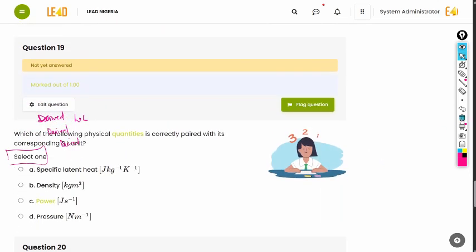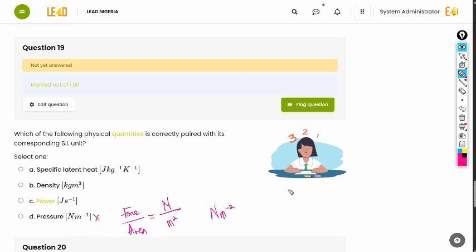Question 19 says, which of the following physical quantities is correctly paired with its corresponding SI unit? Okay, so which of them is correctly paired? Let's start with pressure. Pressure is force over area. The unit of force is Newton. Unit of area is meter squared. So this should have been Nm^-2. So this is wrong. Okay, that's not the correct answer.